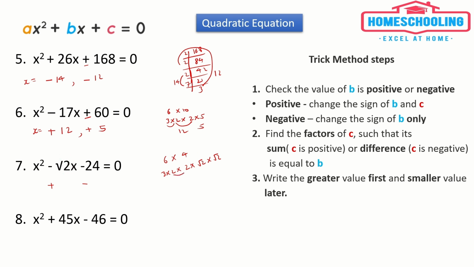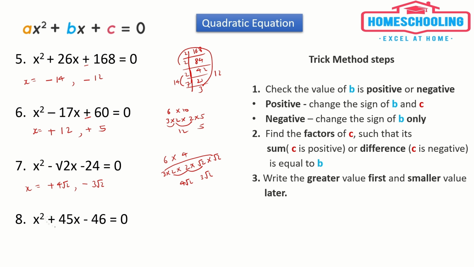So we will take 4 under root 2 and 3 under root 2. So the difference would be equal to under root 2. So 4 under root 2 is the greater value, and 3 under root 2 is the smaller value. So we'll write the greater one first. So x is equal to 4 under root 2 and minus 3 under root 2.